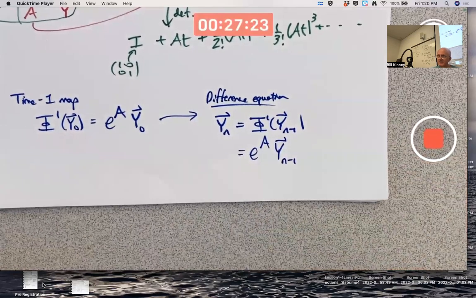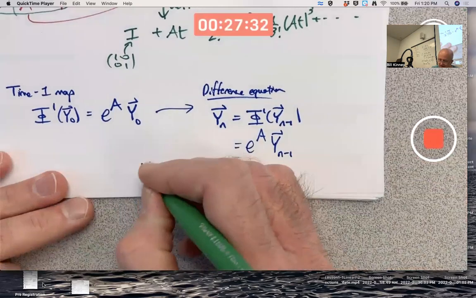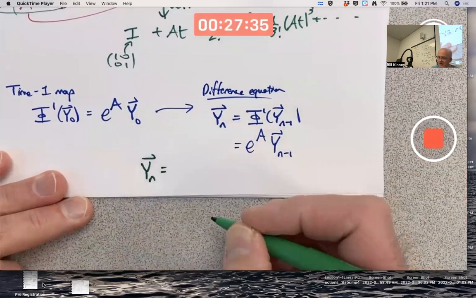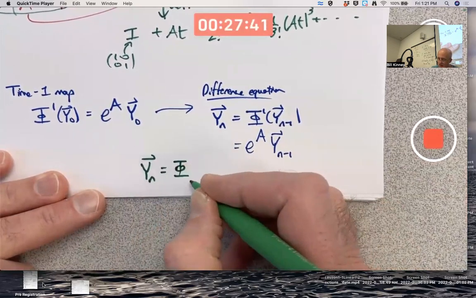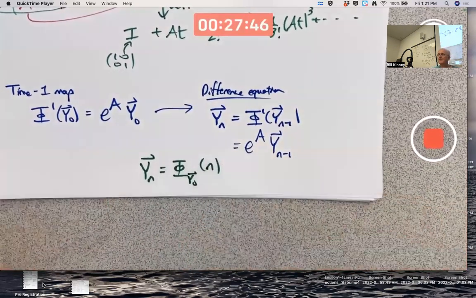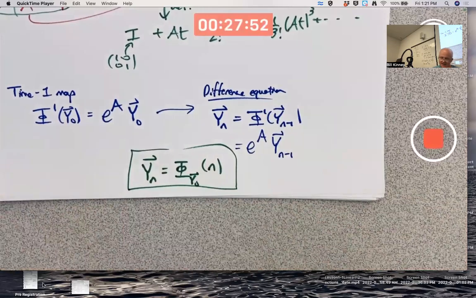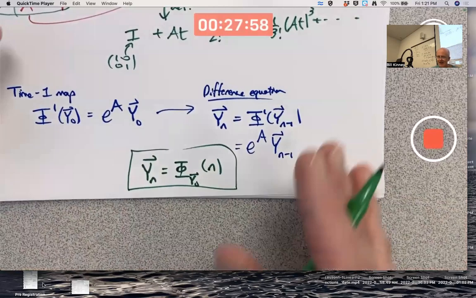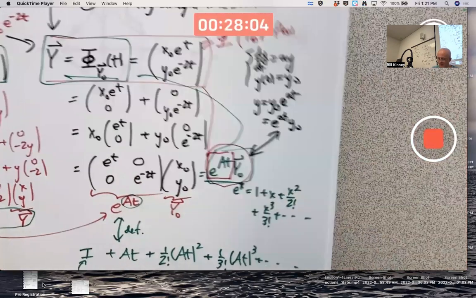And what's the connection between solutions of the differential equation and solutions of the difference equation? The connection is that yn, the solution of the difference equation, is the same as the solution of the differential equation based on the initial condition y0 when you plug in time n. And if you look at that fact in the context of a linear example like this, it's like, well, what else could it be? If I replace t with n here, I'm going to get the exact same formula. What else could it be?